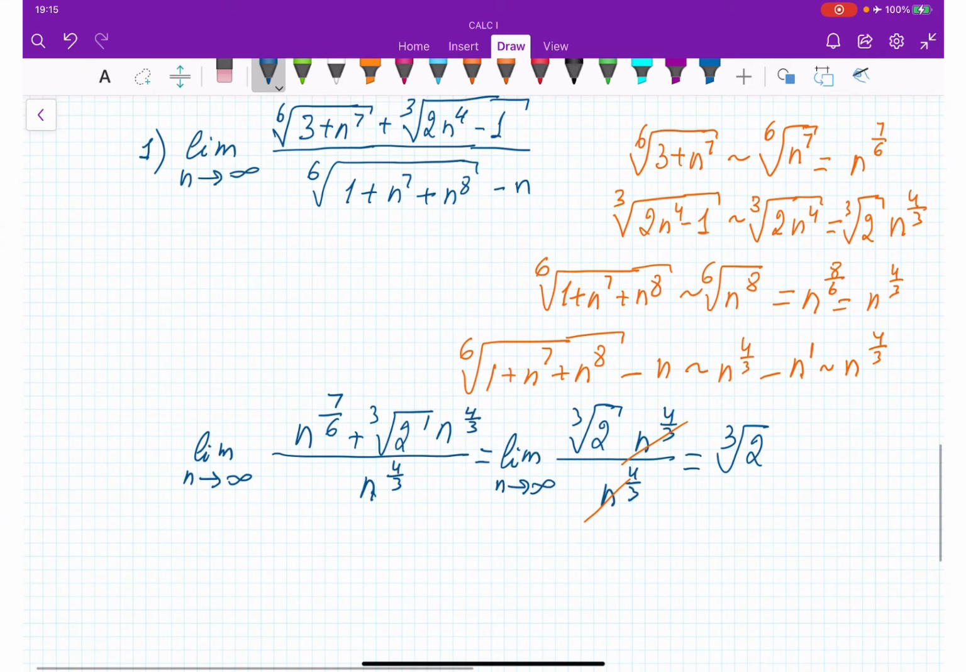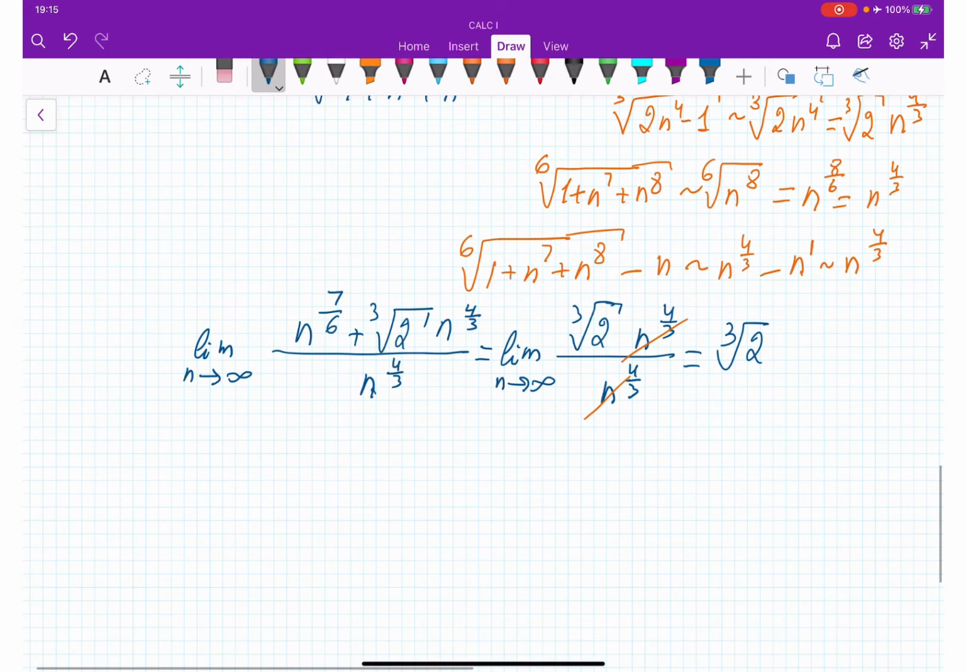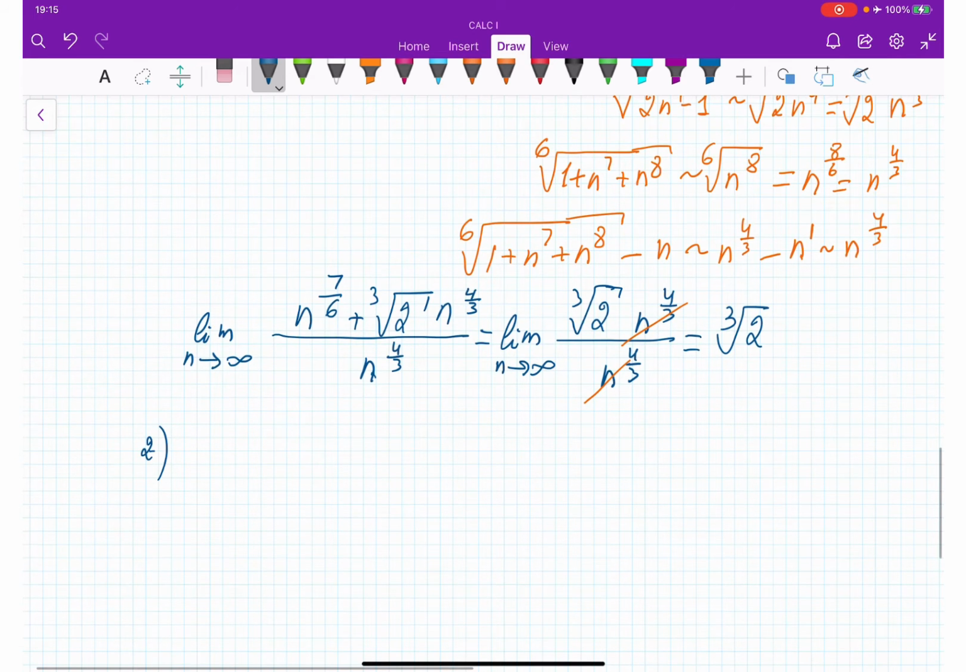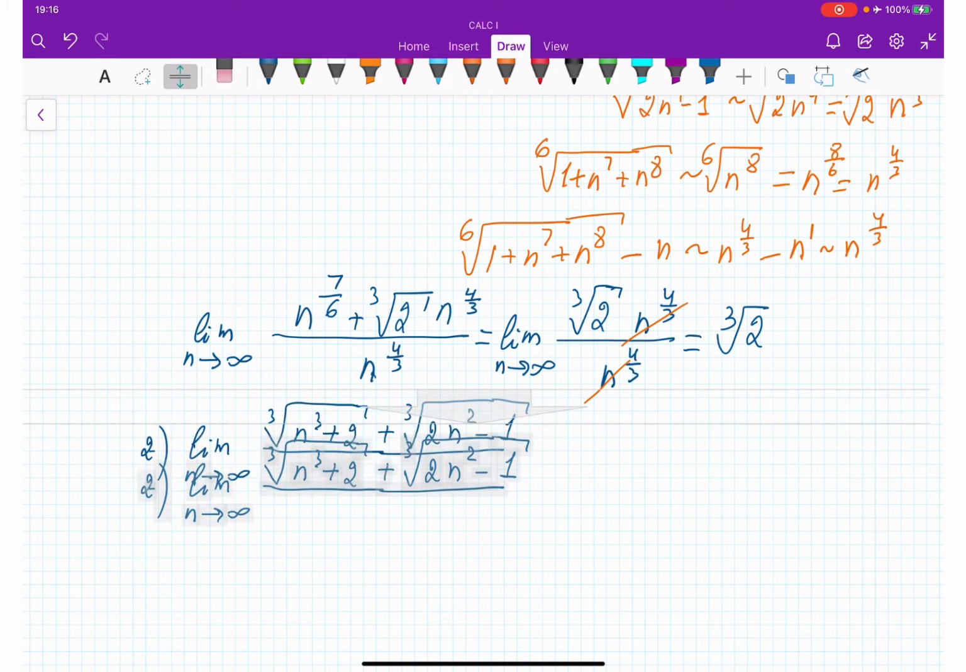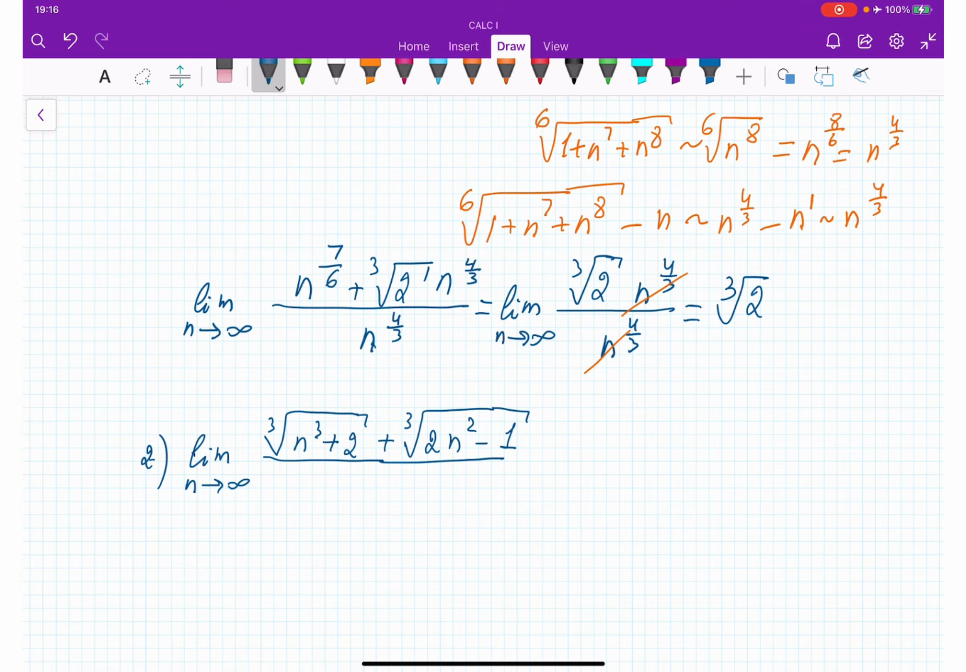Let's solve one more with a similar method. Same method. Number 2. We have the limit as n approaches infinity of the cubic radical of n cubed plus 2, plus the cubic radical of 2n squared minus 1. In the denominator we have the radical of degree 4 of 7n to the power 5 minus 3, plus the square root of n.